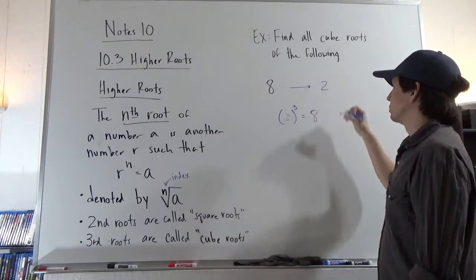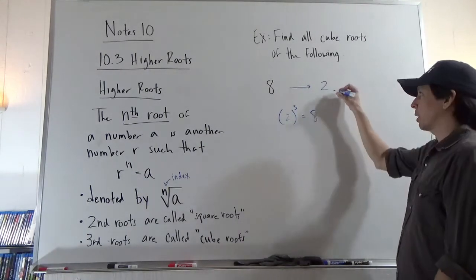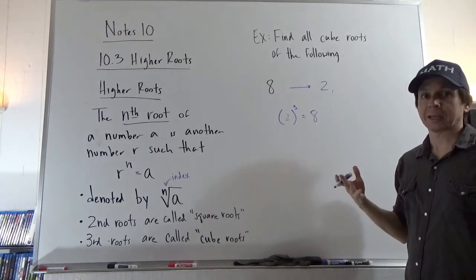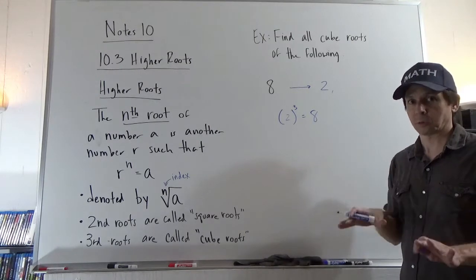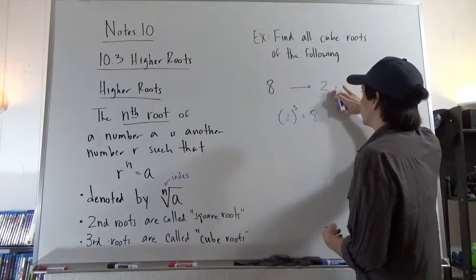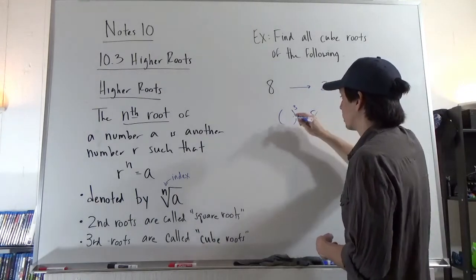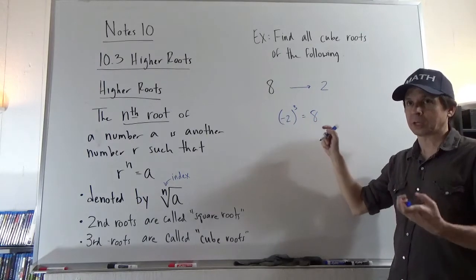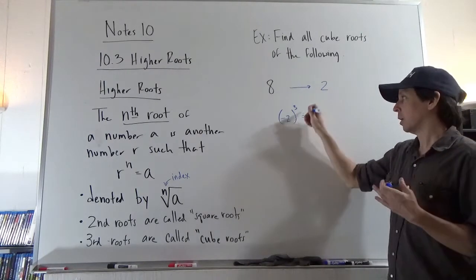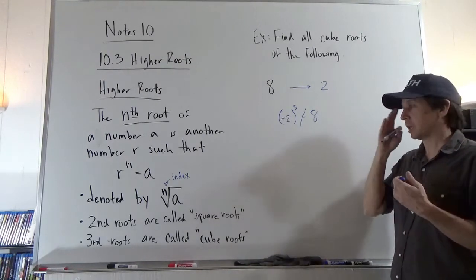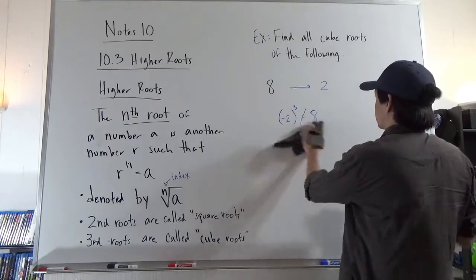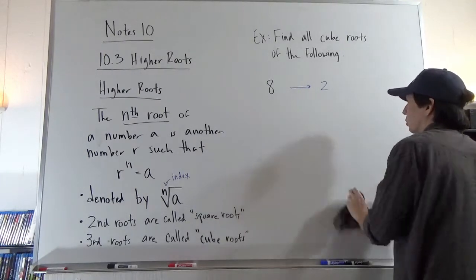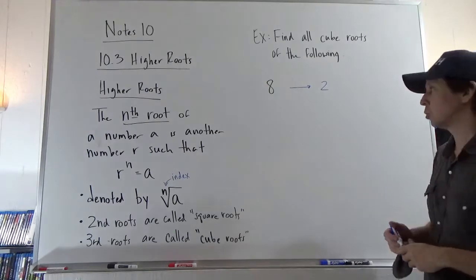So 2. Last time we did square roots, is there another one that works? Negative 2 would have worked for square roots. Does negative 2 work here? Don't put a comma there, because it's not going to work. Negative 2 cubed, negative 2 times negative 2 times negative 2, gives you negative 8. That does not give you 8. Negative 2 is not a cube root of positive 8. So that's it, only the one.